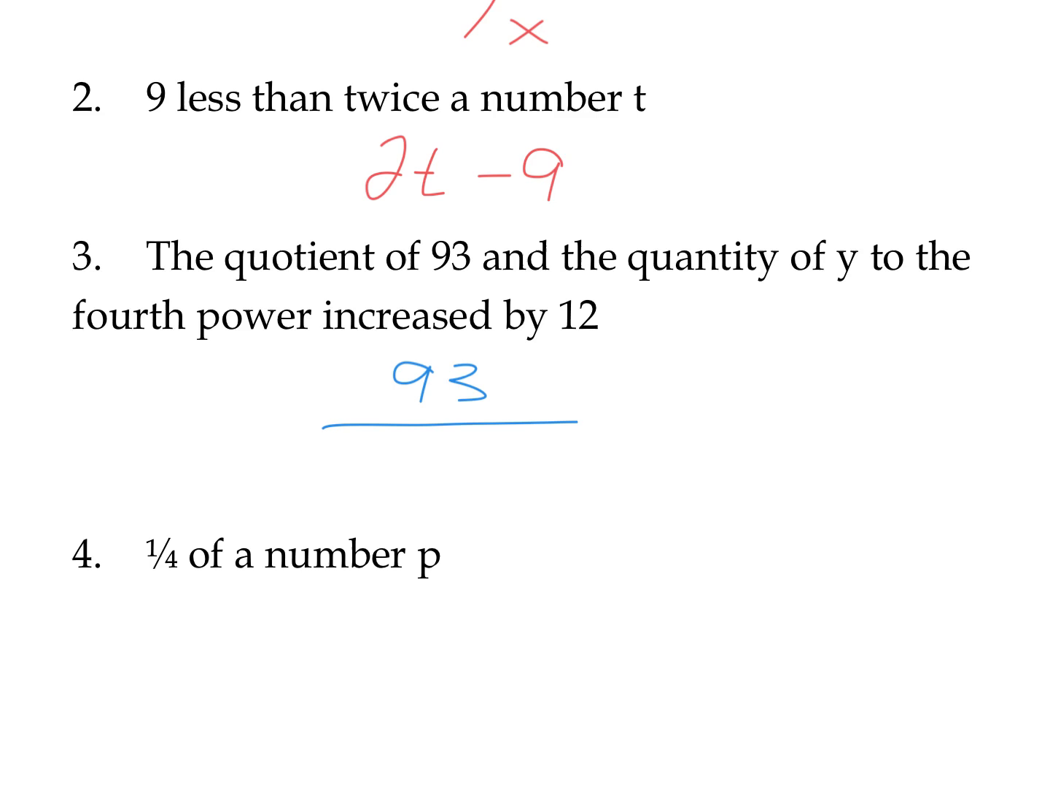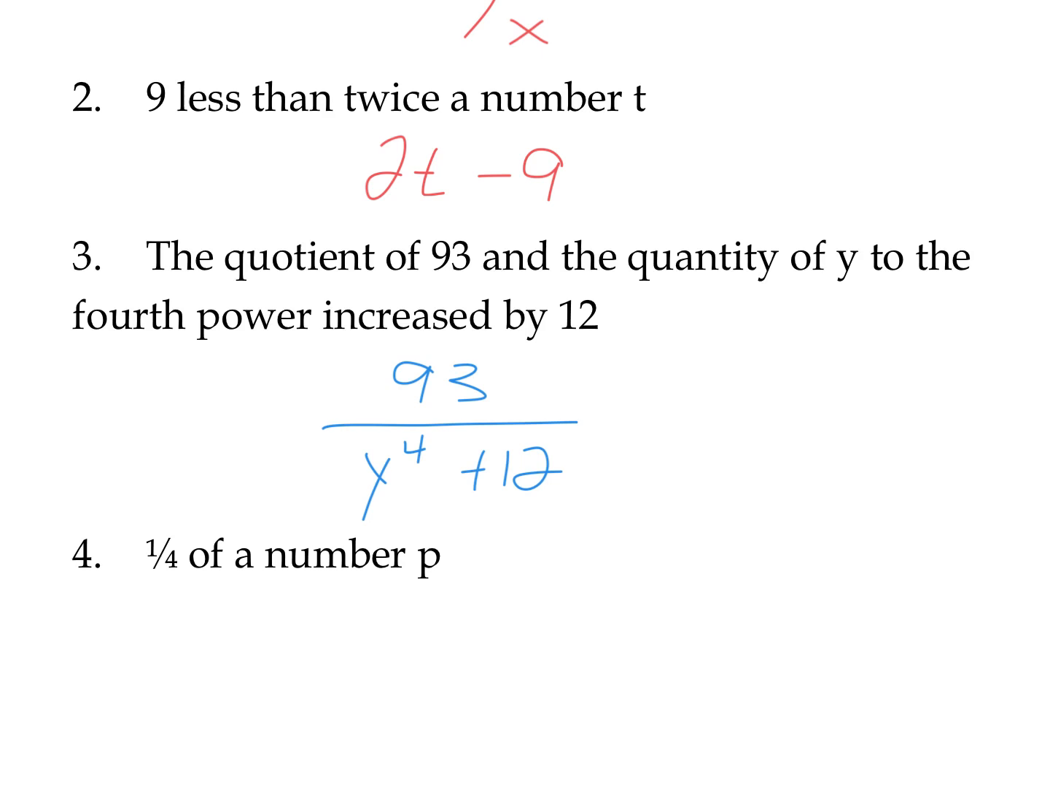And the quantity of y to the 4th power increased, well, not 4th power, not 2nd power, so 4th power increased by 12. So we're taking the quotient and dividing. What's the quotient? 93, and we're dividing it by the quantity. So this whole amount, we're dividing it by the whole amount. You don't necessarily need parentheses here because that fraction bar is grouping the denominator as one quantity.